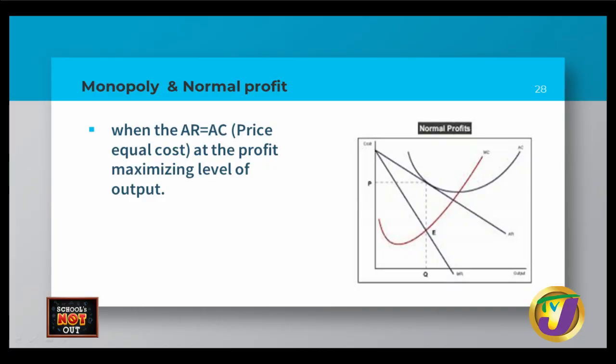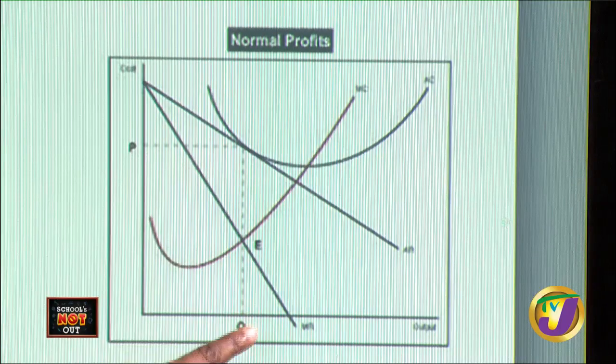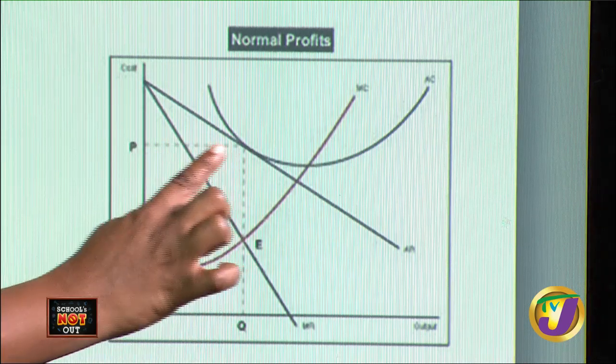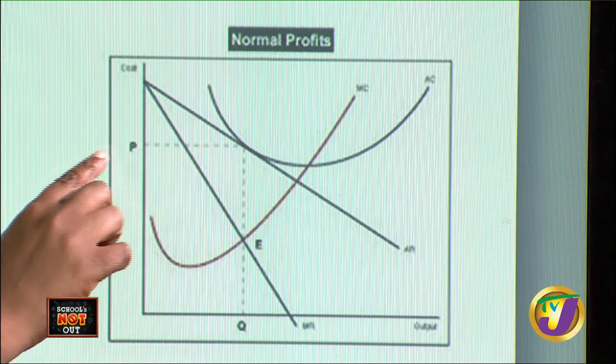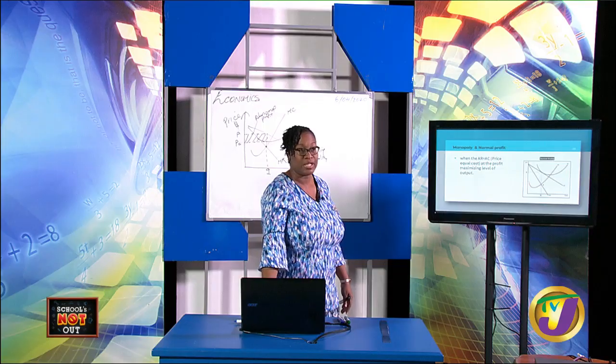Normal profit, which really never happens, occurs when the average revenue or price is equal to the cost at the profit maximization level of output. So what you'll find here is that your average cost curve is sitting tangent to your demand curve right where you are also charging the same price. So you are breaking even. Your selling price and the cost of producing that level of output are the same. So you are not making any excess profit.